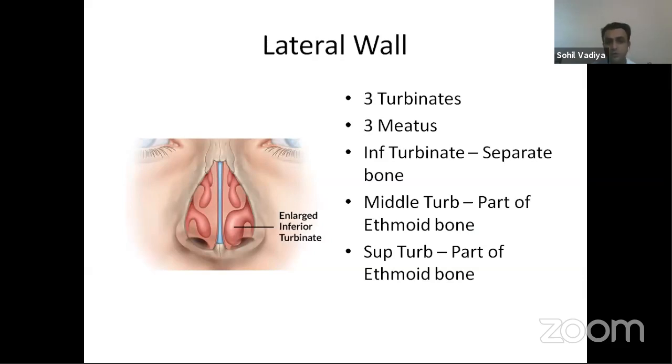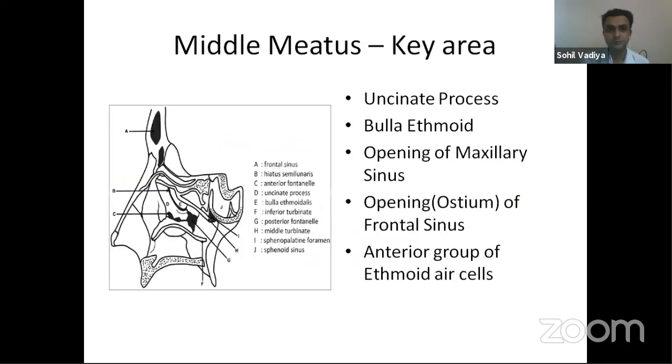So this is another picture to show you the turbinates, the meati, and how they are oriented inside the nose. This is all a part of the lateral wall. Now we understand that in the middle meatus, so many sinuses open up, and that's why the middle meatus is known as the key area of the nose for endoscopic sinus surgery. This key area has different projections and crevices, some of them named, some of them not named. The most important process in the middle meatus is known as the uncinate process.